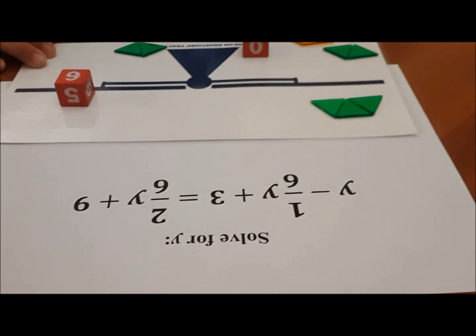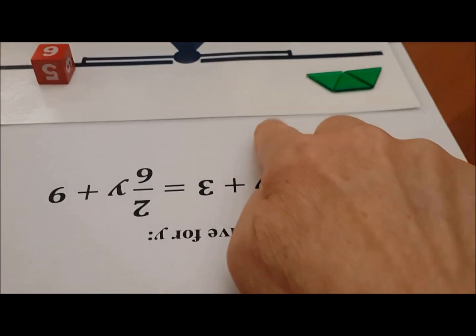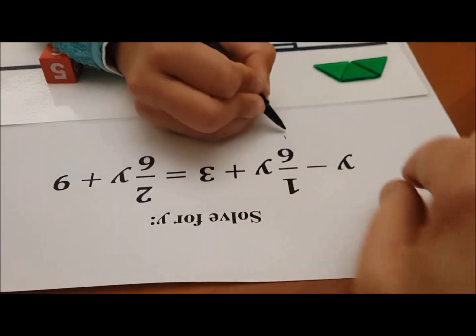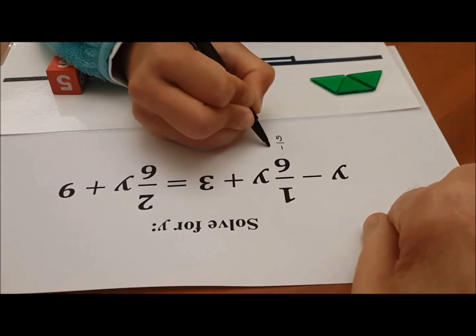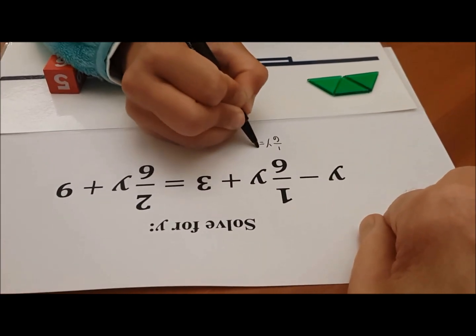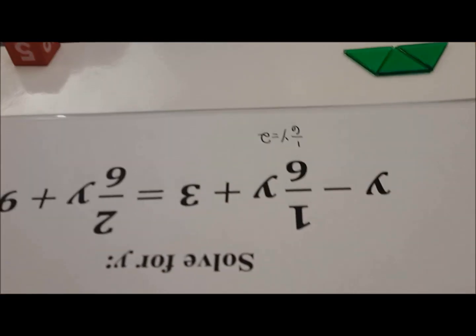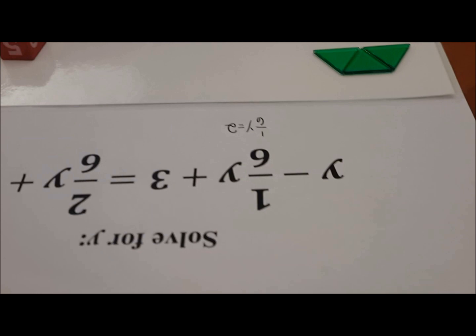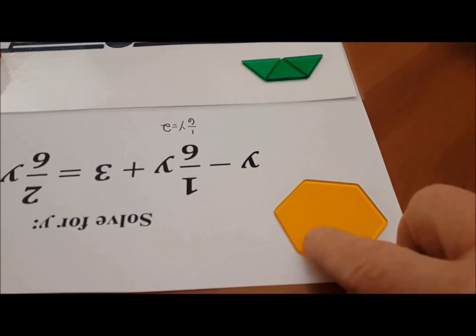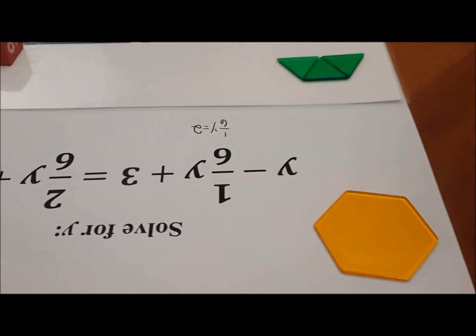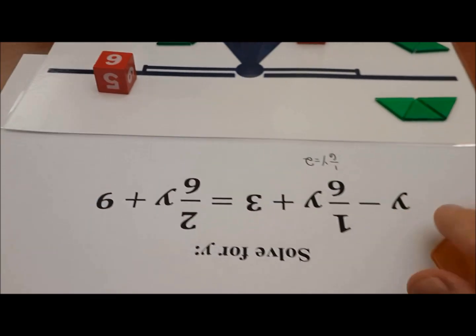Okay, very good. Would you write down over here 1/6 of y, just like we have it there? 1/6 of y equals 2. So if a sixth of y is 2, how much will y be? Y would be 12. Okay, please write over here y equals 12.